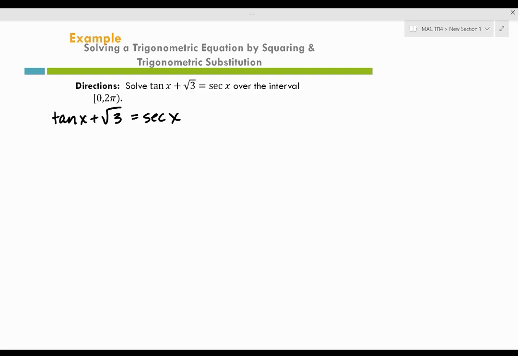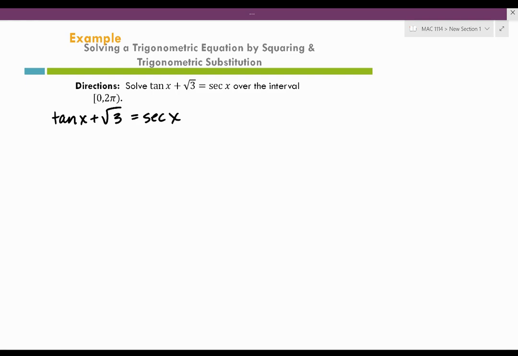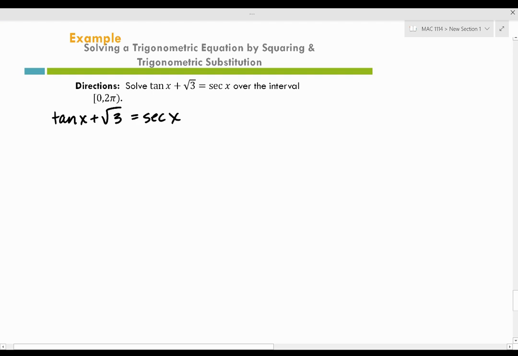So my next bet is, can I make a substitution in such a way that when I substitute, I will only have an equation that has one trig function in it, okay? So if you guys remember your trig identities, okay, you happen to have a Pythagorean identity. Okay, your Pythagorean identity says 1 plus tangent squared x equals secant squared x.